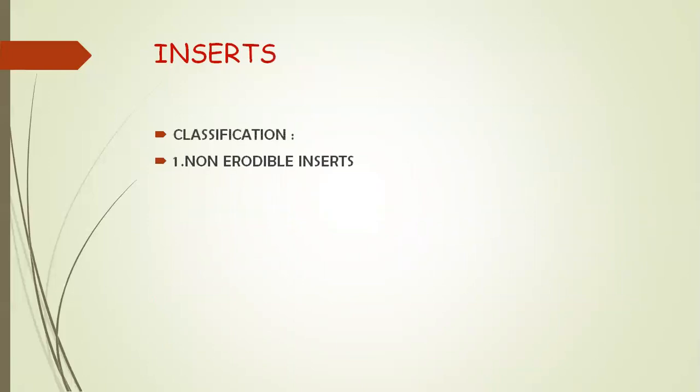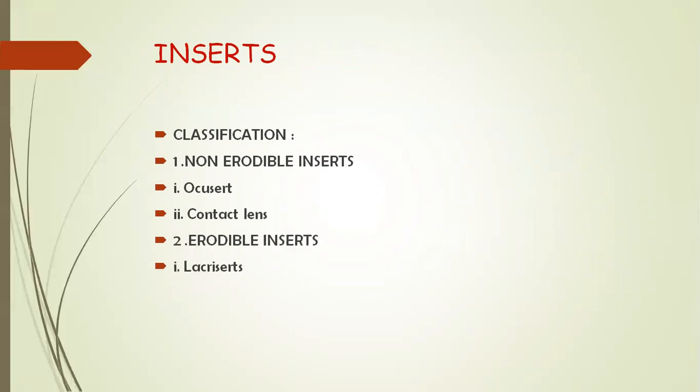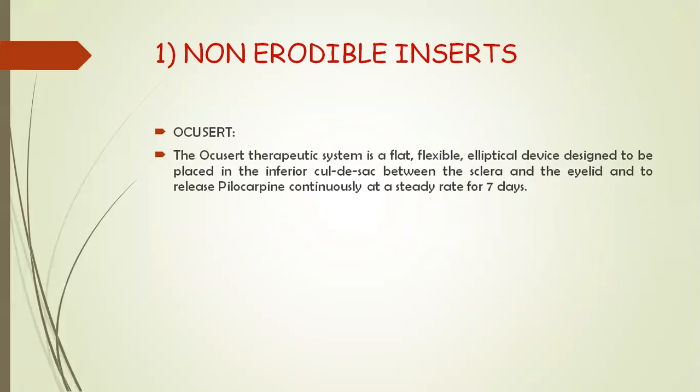Inserts classification includes non-erodible inserts, that is Ocusert and contact lens, and second is the erodible inserts, that is the Lacrisert, SODI and mini disc. So non-erodible inserts, as the name suggests, are not eroded in the body. An example is Ocusert, a flat, flexible, elliptical device designed to be placed in the inferior cul-de-sac between the sclera and the eyelid to release pilocarpine continuously at a steady rate for 7 days.